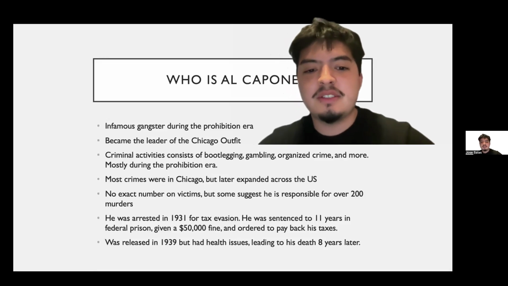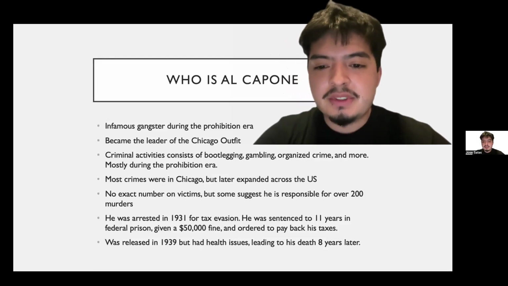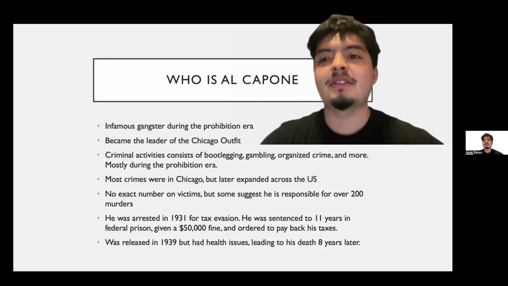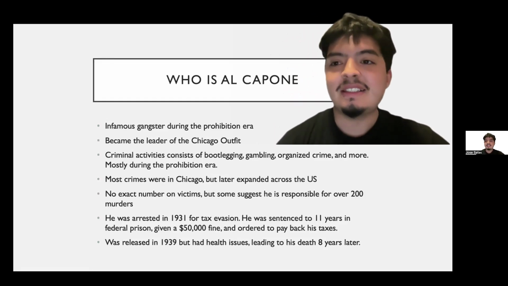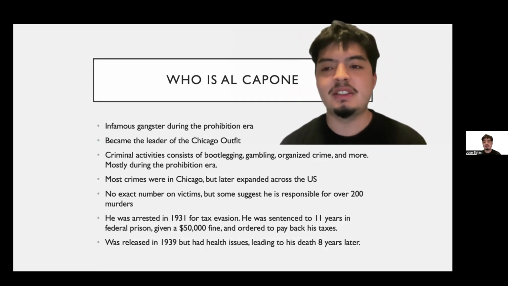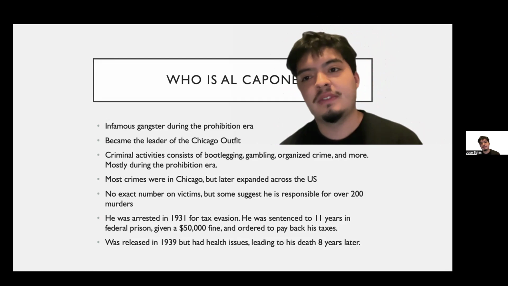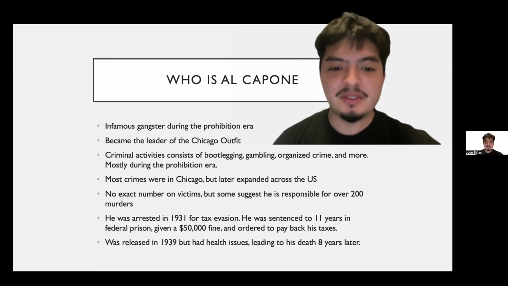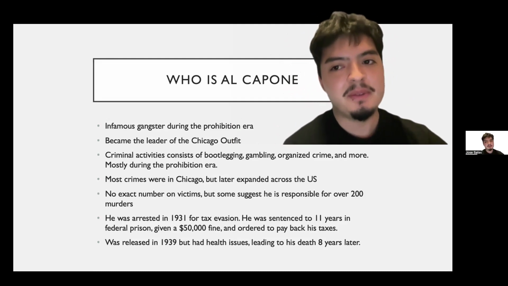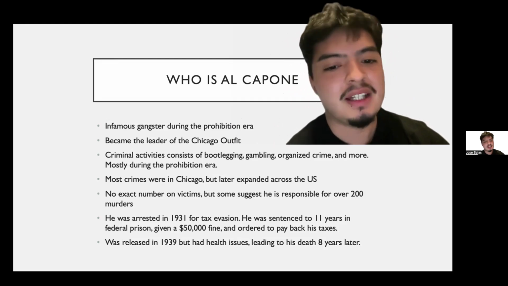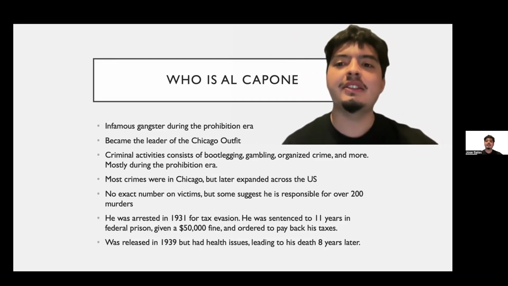He was arrested in 1931 for tax evasion. He was sentenced to 11 years in federal prison, given a $50,000 fine, and ordered to pay back his taxes, which is crazy because that means he never got arrested or convicted for any of his other crimes, since there was never enough evidence to show that he did all that stuff, but they were able to find his tax evasion. He was released in 1939, but had health issues leading to his death 8 years later.